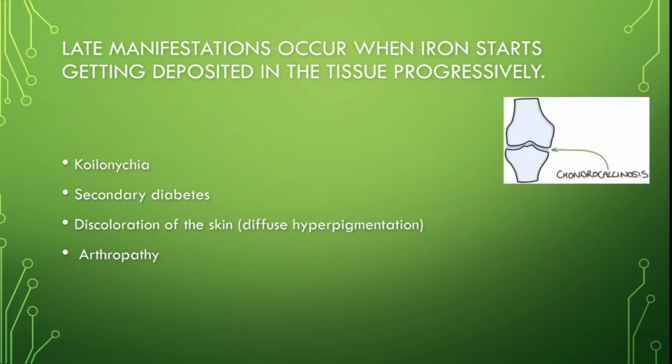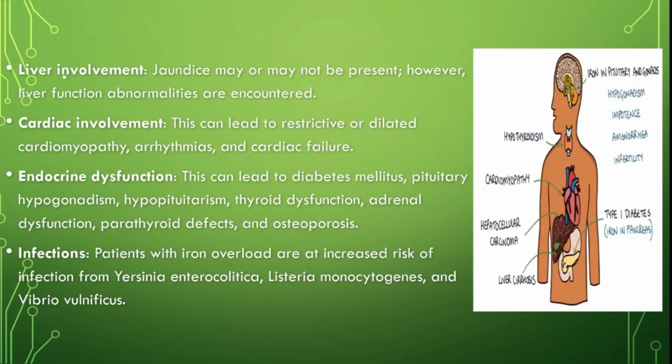So other features that you will be able to notice will be koilonychia, secondary diabetes, discoloration of the skin, which is diffuse hyperpigmentation, and arthropathy. When there is liver involvement, you may or may not notice jaundice. However, what you will notice is the liver function tests will be abnormal.